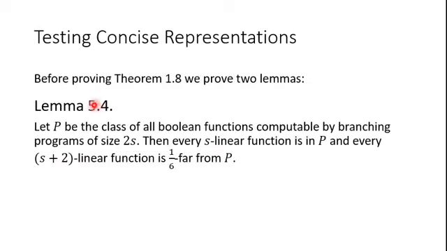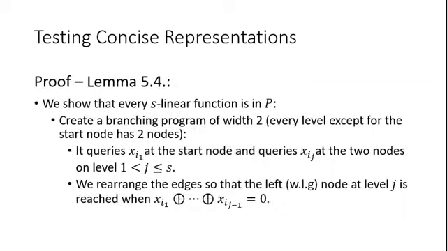So as you recall, before proving Theorem 1.8 that we want to prove, we need to prove two lemmas. So we just saw Lemma 5.3, so we will now prove Lemma 5.4. So what does Lemma 5.4 state? It states the following: let P be the class of all Boolean functions computable by branching programs of size 2^s. Then every s-linear function is in P, and every (s+2)-linear function is 1/6 far from P. So we will prove this.